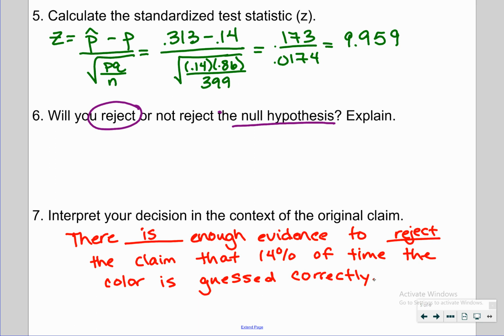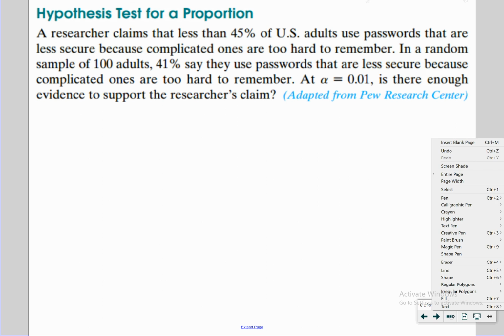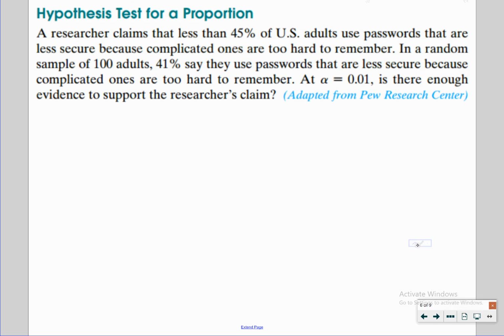Any questions on this? All right, we're going to do one more. This one won't be as lengthy now that we've practiced one. Okay. A researcher claims that less than 45% of U.S. adults use passwords that are less secure because complicated ones are too hard to remember. In a random sample of 100 adults, 41% say they use passwords that are less secure because complicated ones are too hard to remember. At a level of significance of 0.01, is there enough evidence to support the researcher's claim?